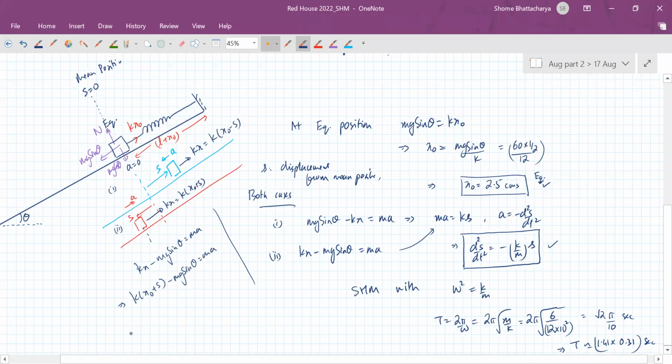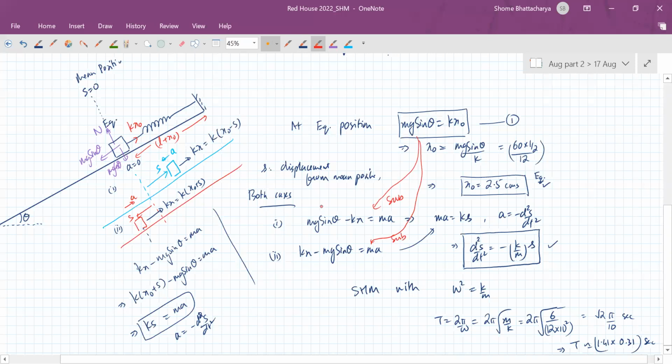On the left hand side, we are just left with ks is equal to ma, and a is opposite in direction to s, so it is minus of d2s by dt square. Using this equation, of course, that kx naught is equal to mg sine theta, we are substituting that over here. Substitute this in this equation and again in this equation, and substitute the value of x in this equation as x naught minus s, and in this equation x naught plus s.